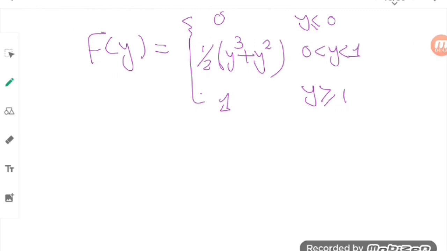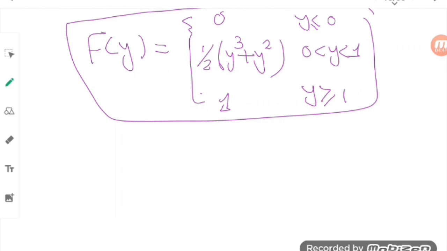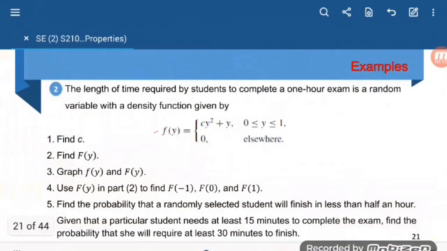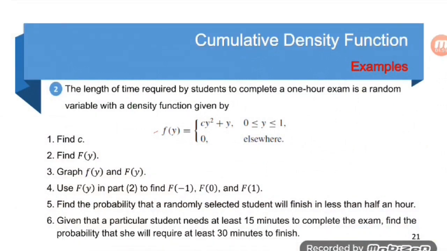So this is very important, to write the cumulative distribution function in its final form, and then move to the next question. The next question we need to graph. I think I will skip the graphing. I will show you the graph on the slides. Next, use the cumulative distribution function from part 2 to find F at -1, 0 and 1.